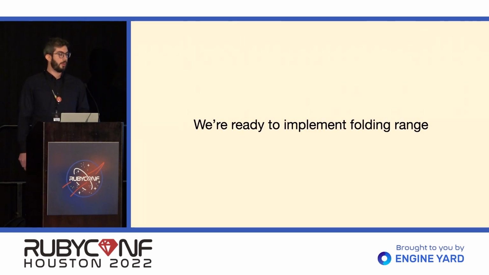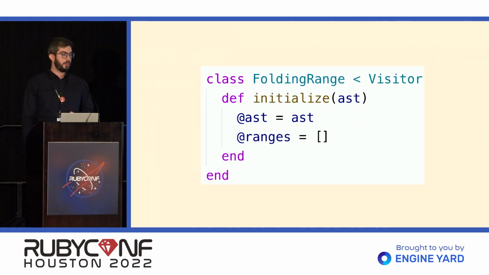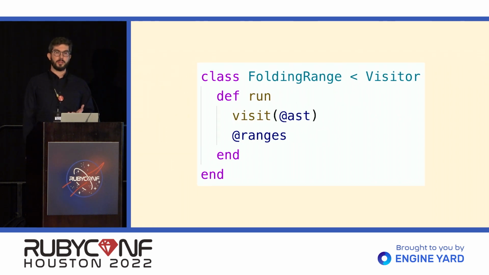And with the visitor, we are ready to implement folding range. To do it, we're going to be subclassing the visitor so that we get all of that visiting behavior from the parent. And we're going to initialize it with the AST for the current file and a list of ranges where we're going to be accumulating our results. So we're going to be going through the Ruby structures and accumulating information in that array. Running the request means visiting the AST, so going through everything that is defined in the Ruby file, and then returning the list of ranges that we found along the way.